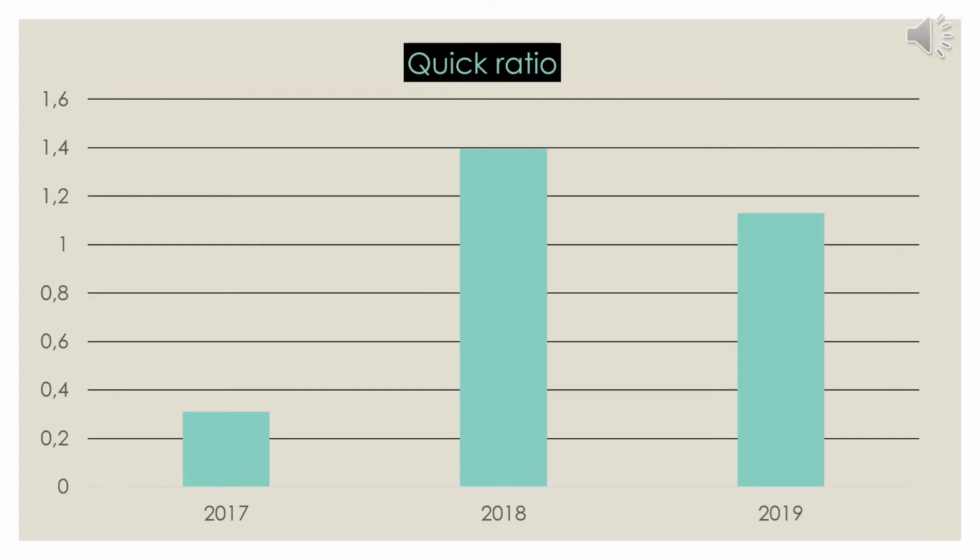On this graph, you can see that this was not good at all for 2017. They nearly reached 0.3. Then again, in 2019, you had a slight decrease, but in 2018, it was actually really good. They almost reached the point of 1.4.